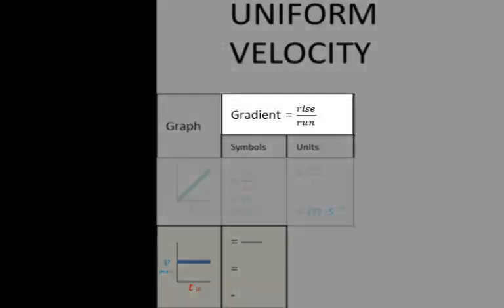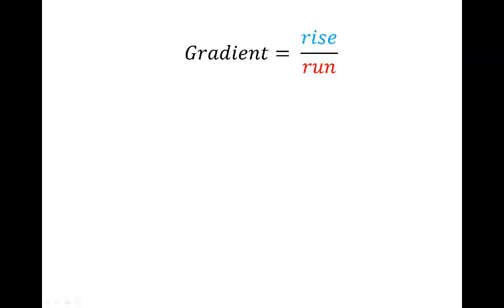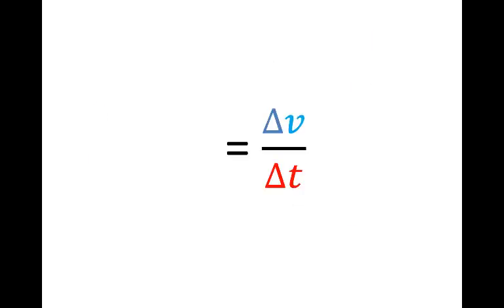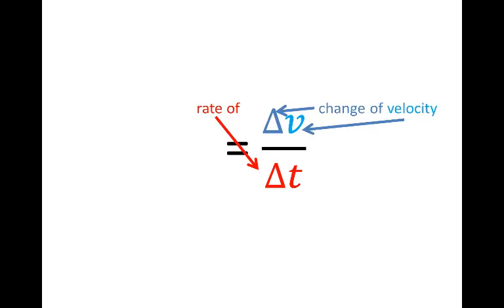What does the gradient of a velocity time graph mean? We know that gradient is rise over run. So the gradient of a velocity time graph is change in velocity divided by change in time. Change in velocity divided by how much time it took to make that change. In other words, the rate of change of velocity. The rate of change of velocity is acceleration.